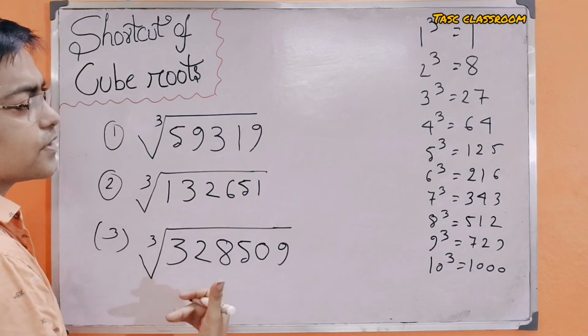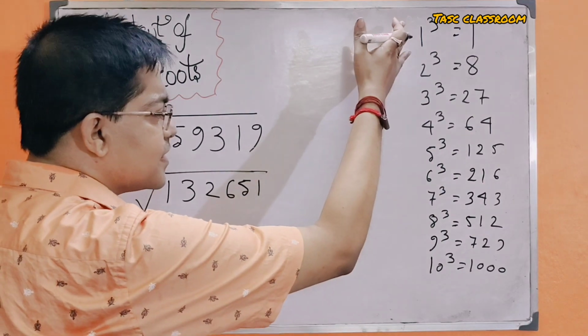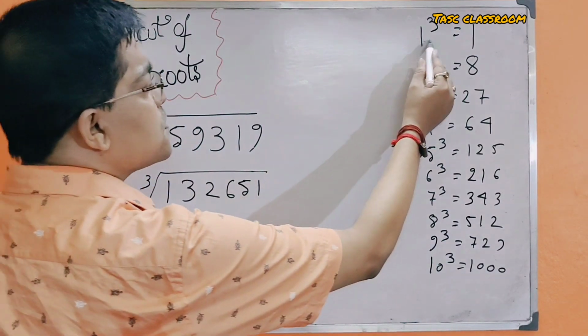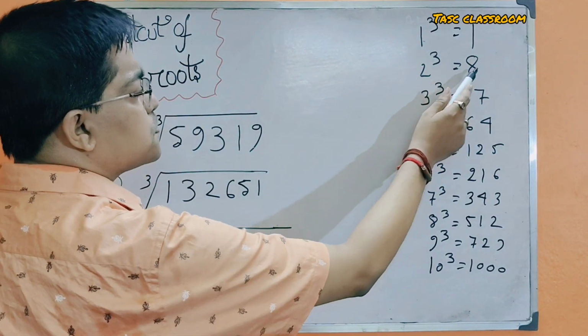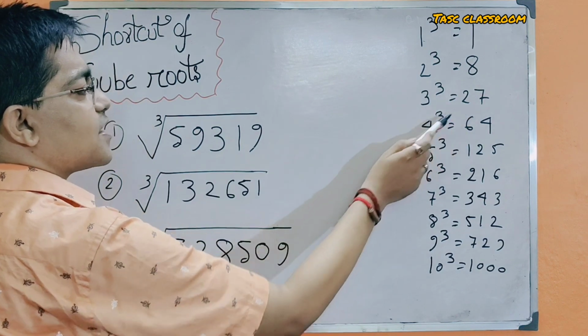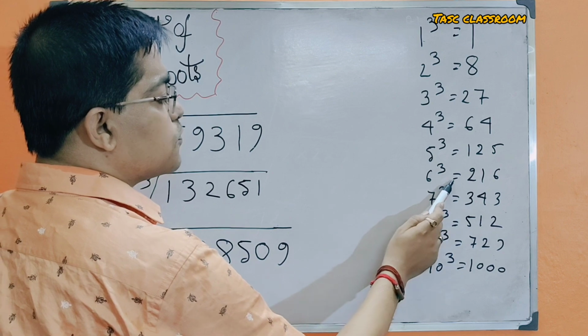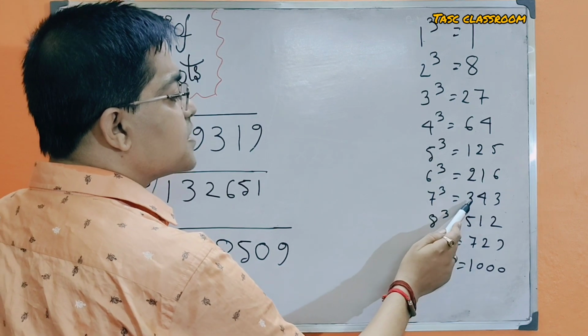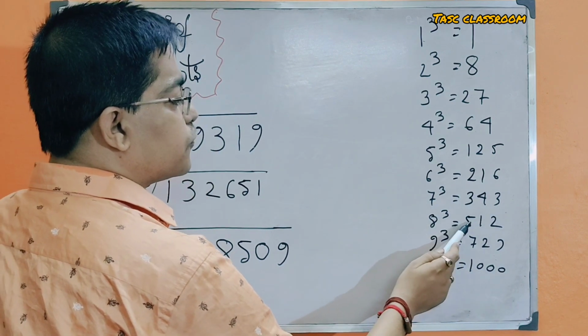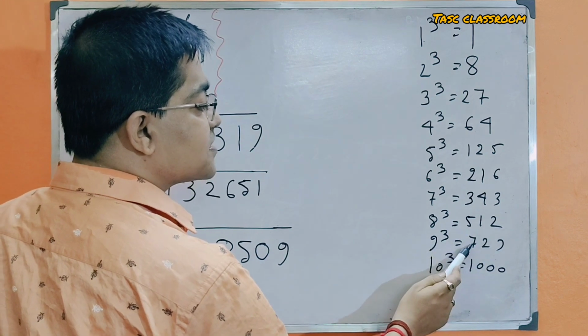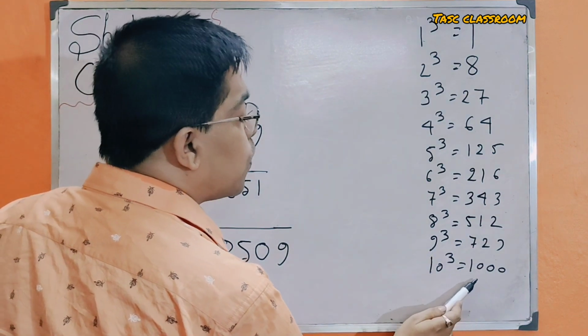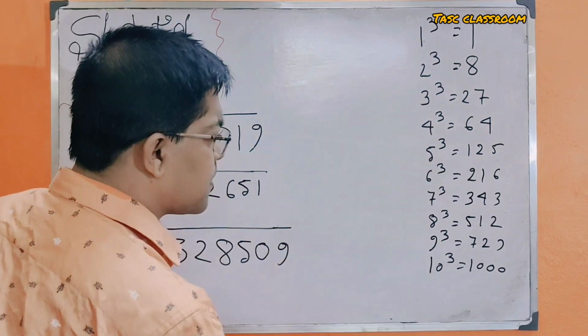Before it, we should remember some cubes. 1 cube is 1, 2 cube is 8, 3 cube is 27, 4 cube is 64, 5 cube is 125, 6 cube is 216, 7 cube is 343, 8 cube is 512, 9 cube is 729, 10 cube is 1000. It is very easy to remember.